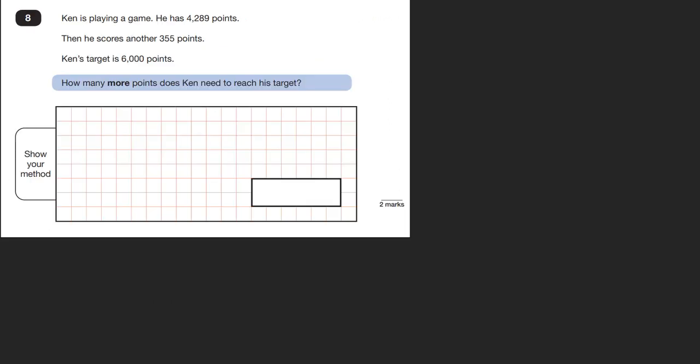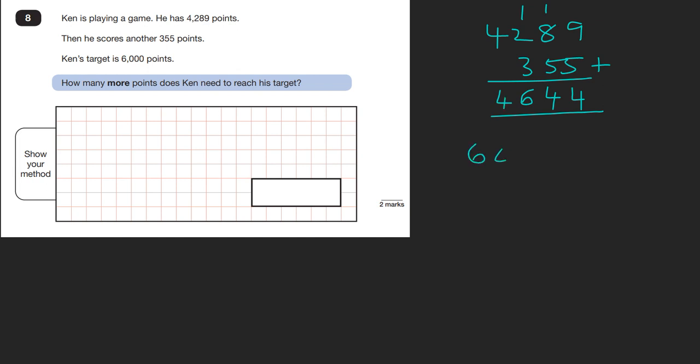Question number 8. Ken is playing a game. He has 4,289 points. He scored another 355 points. Ken's target is 6,000 points. So if I add this with a column addition, 9 plus 5 is 14, 1 remaining, 1 plus 8 is 9, 9 plus 5 is 14 again, and 1 remaining, 1 plus 2 is 3, plus 3 is 6, and 4 straight away down. Now we need to do 6,000 take away 4,644.